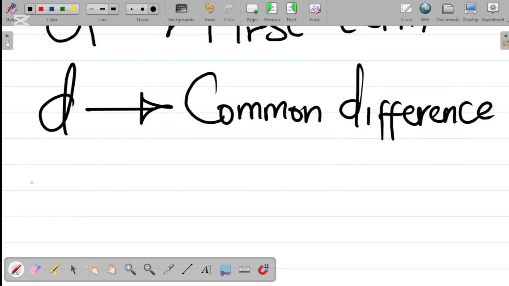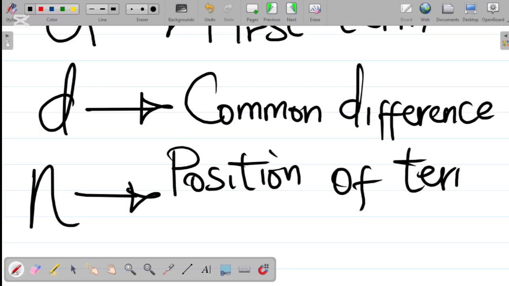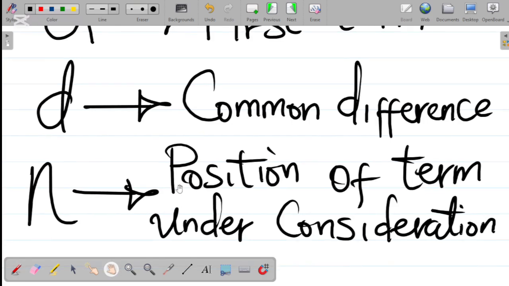And then finally, n is called what? N is called the position of term under consideration. So n is called the position of term under consideration. All right, so let's take an example so you would understand better.